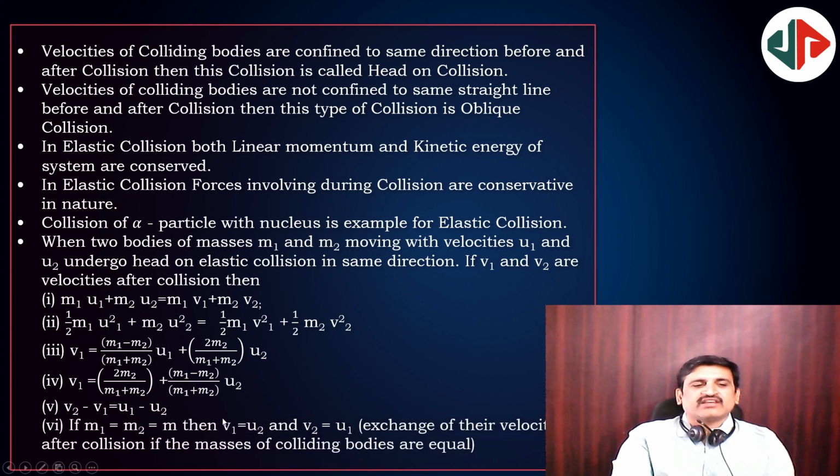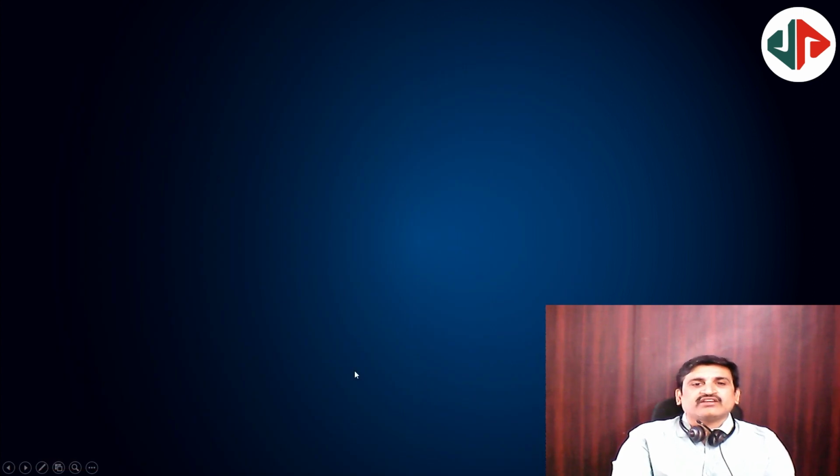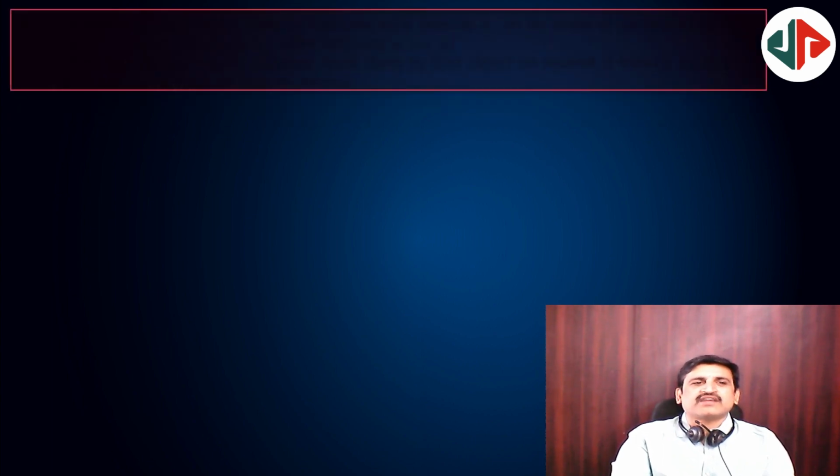Next, m1 equal to m2 is a special case. If two identical masses collide elastically, then they exchange their velocities. The velocities will be exchanged. Your velocity will go to me, and my velocity will go to you. This holds if we bombard elastically, with identical masses; the masses must be identical.